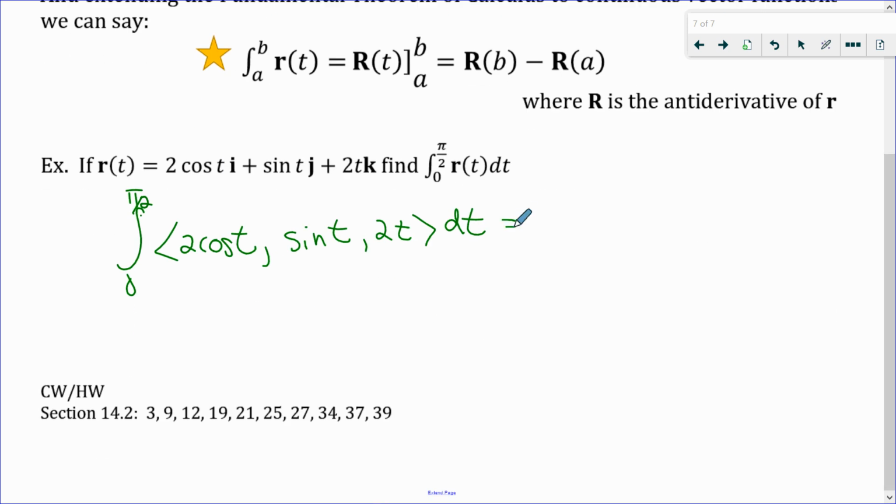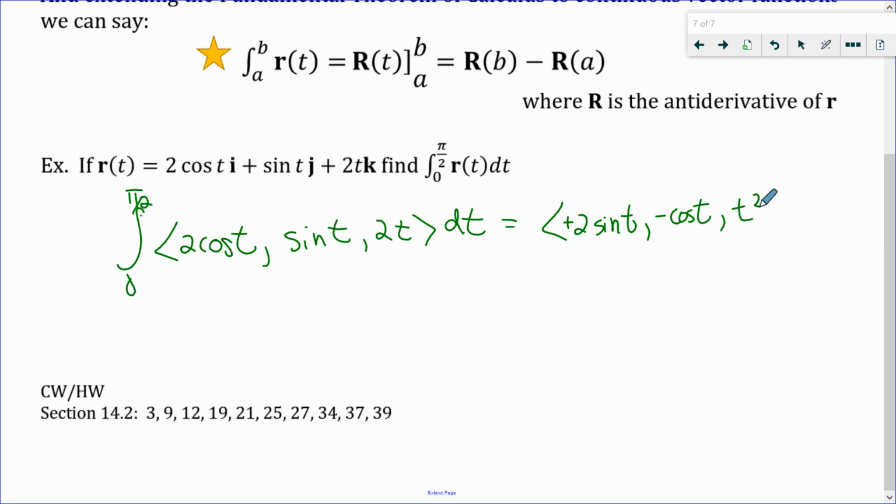We'll do our plug-in later. So what's the integral of cosine? Negative sine. So it'll be -2 with the sine. Integral of sine is, no, wait a minute, there's no negative on this. Integral of cosine is just sine, right? Integral of sine is negative cosine. And then integral of 2t is 2t squared over 2, so just t squared.